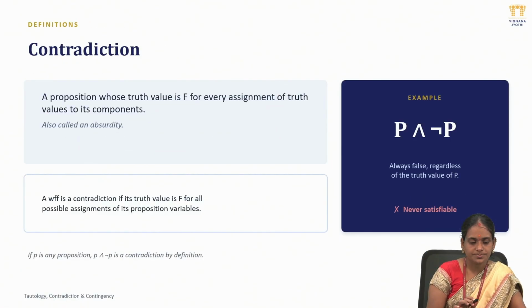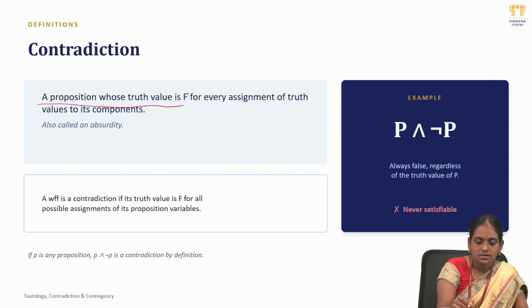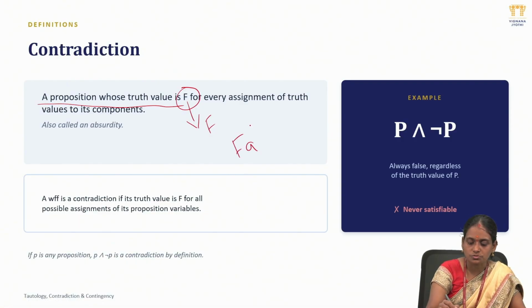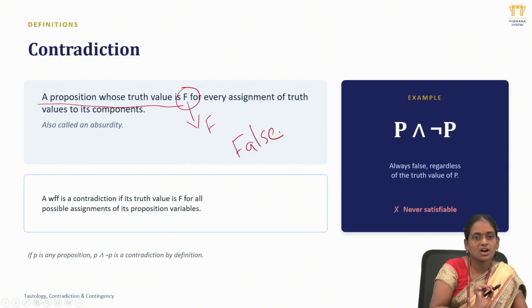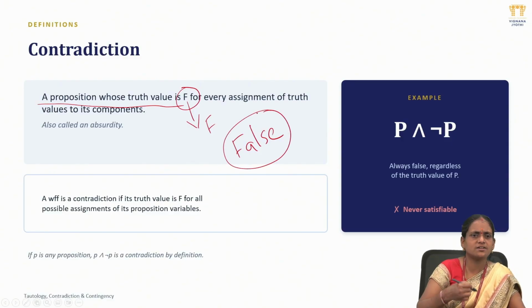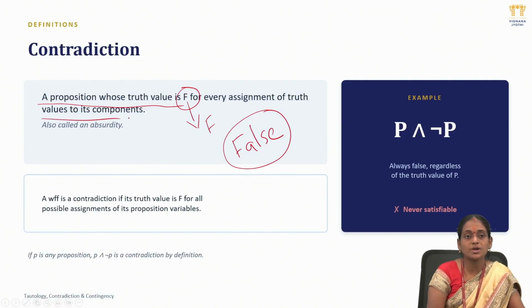Next, contradiction. Contradiction has the same definition, with only one modification, that is F. Whereas in tautology the possible truth values in the final resultant column are true, in contradiction the possible truth values are false for each and every row. Even if you get a single true, it is not a contradiction. If all possible truth values are false, automatically the given formula is said to be a contradiction.